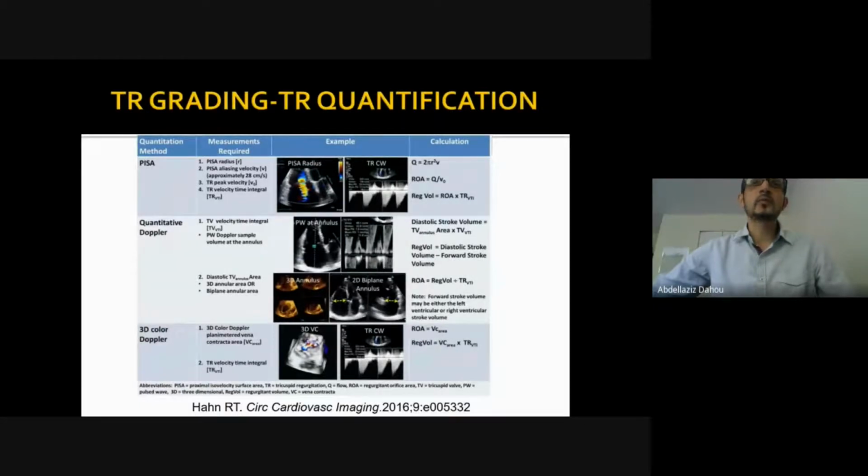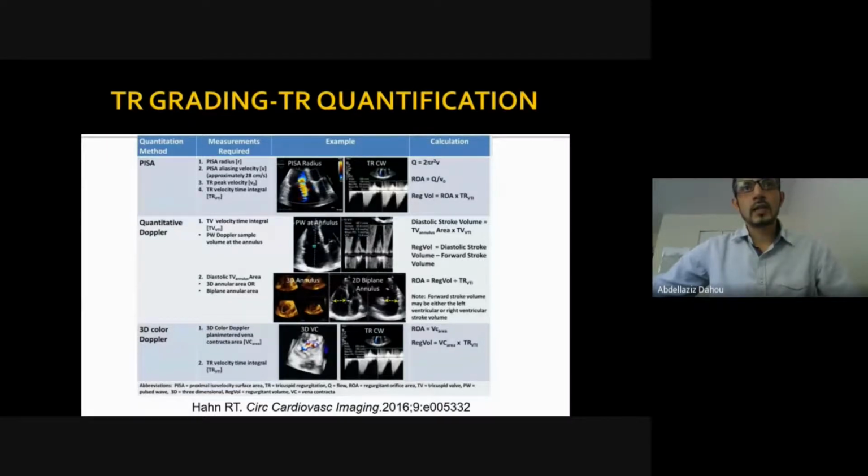The aliasing velocity is around 10% of the TR velocity. If you have, for instance, 300, you can put 30 centimeters per second, and so on. And this is very important because you need to well define the PISA region, the shell, to get the most accurate PISA measurement. For the 3D, I will show you an example.